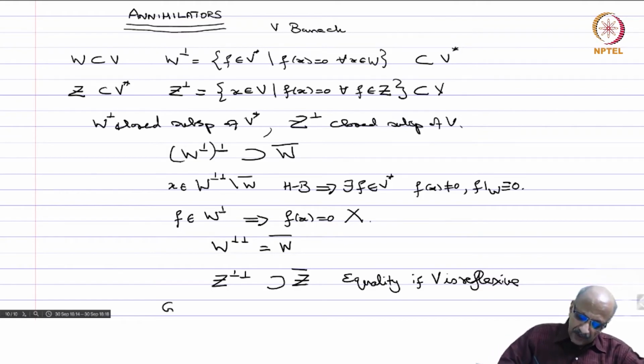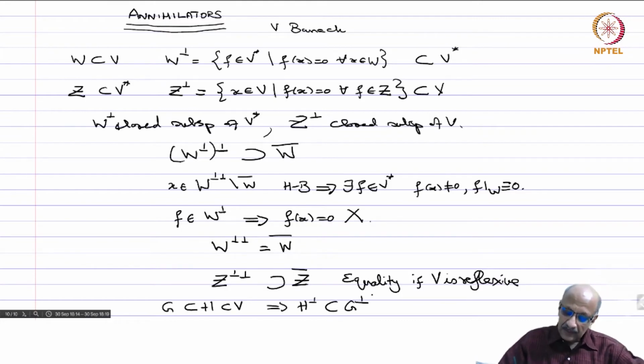Then finally, if G is contained in H in V, then this implies that H perp is contained in G perp. That's very obvious, because if a continuous linear function kills all of H, then it will kill all of G, and therefore it belongs to G perp.